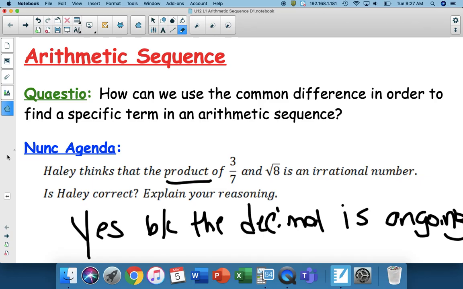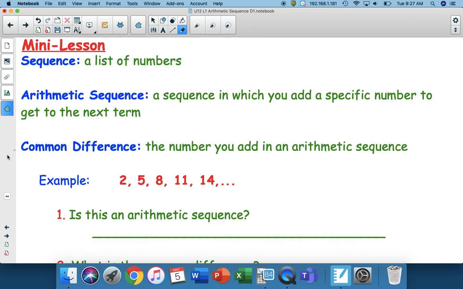All right, so now let's look into today's lesson. Again, today's lesson is called an arithmetic sequence. So the first thing you need to know is, what is a sequence? Well, a sequence is just a list of numbers. Any list of numbers you can think of as a sequence. An arithmetic sequence, though, is when you can specifically add or subtract a number. An arithmetic sequence is a sequence in which you add a specific number to get the next term.